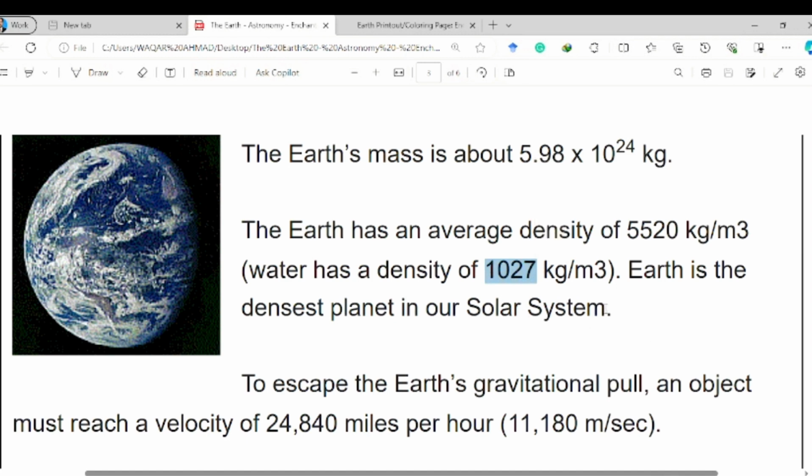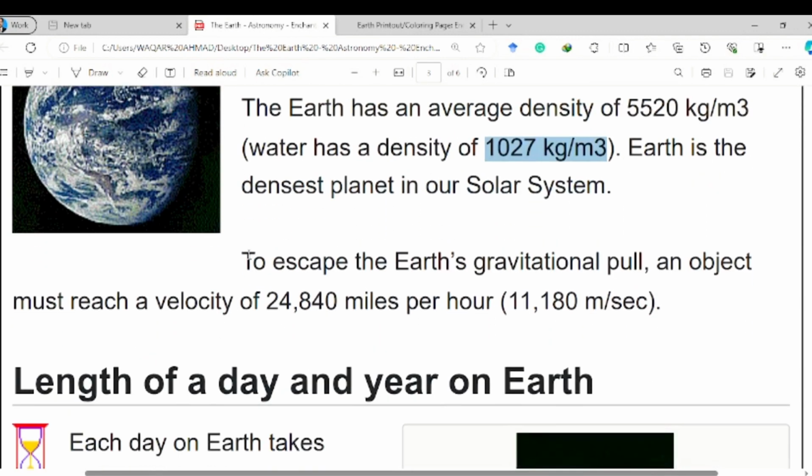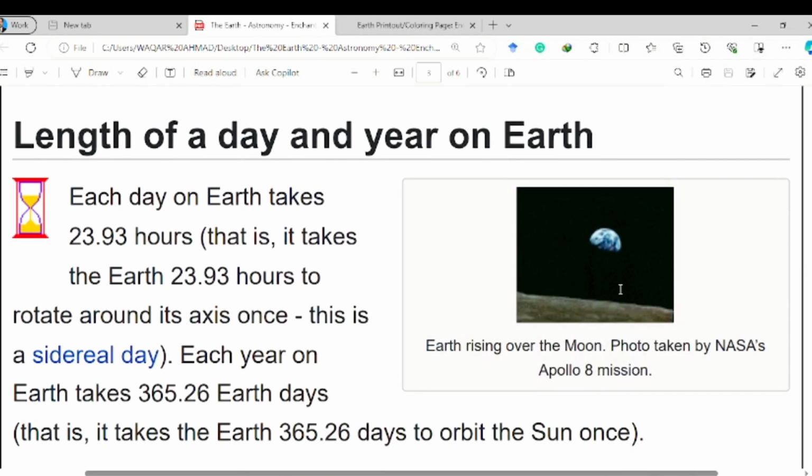This is one of the most important things: even though the Earth is only the fifth largest planet, it has life and it contains water. The water makes it capable of supporting life on the Earth. So this is a very important concept. To escape the Earth's gravitational pull, an object must reach a velocity of 24,840 miles per hour.